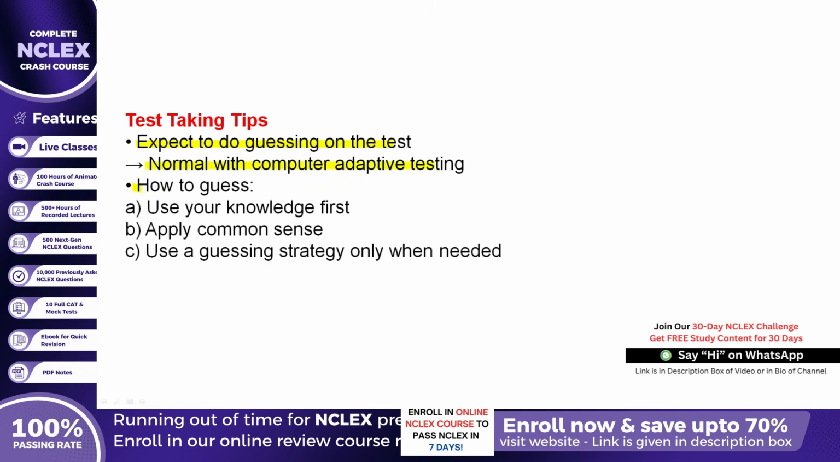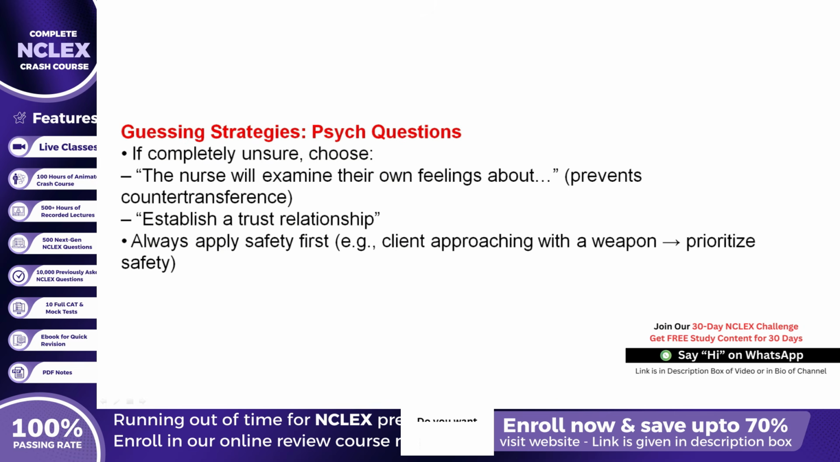When it comes to how to guess, begin by using your knowledge first so you can narrow options logically. Then apply common sense to rule out unsafe or unrealistic choices. And only use a guessing strategy when it is truly needed. Next, let us go over guessing strategies specifically for psychiatric questions.